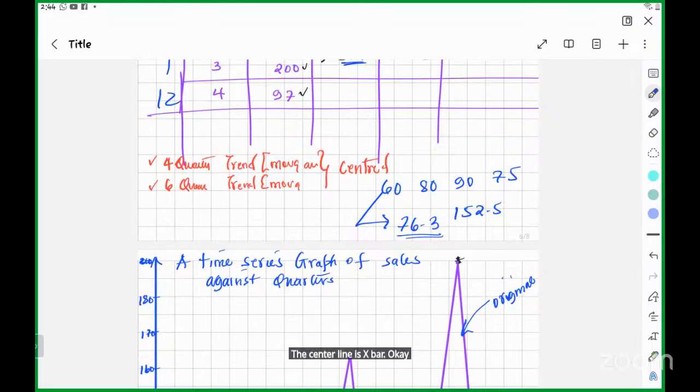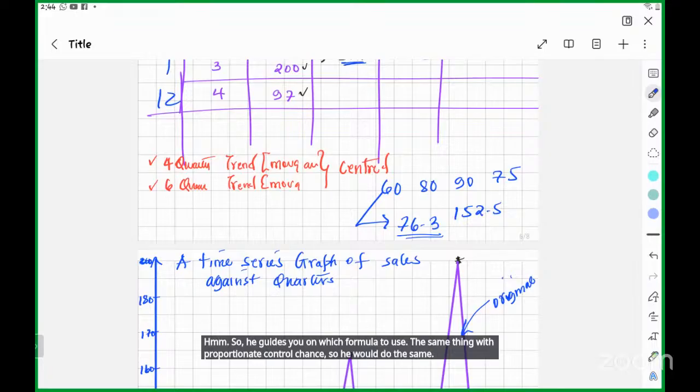So when it asks you to find the upper and lower control limits, you just fill in the formula. This is 2 marks, 2 marks, that's why it's 4. He guides you on which formula to use. The same thing applies with proportion control charts.